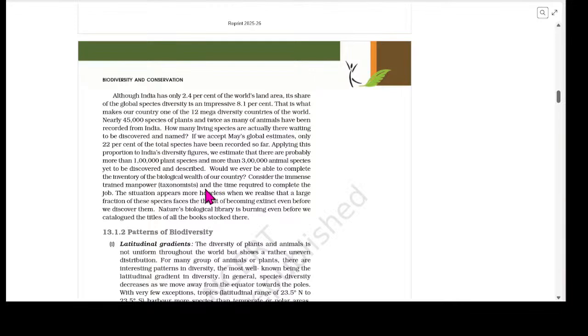Consider the immense trained manpower, taxonomists, and the time required to complete the job. The situation appears more hopeless when we realize that a large fraction of these species faces the threat of becoming extinct even before we discover them. Nature's biological library is burning even before we catalog the titles of the books stocked there.